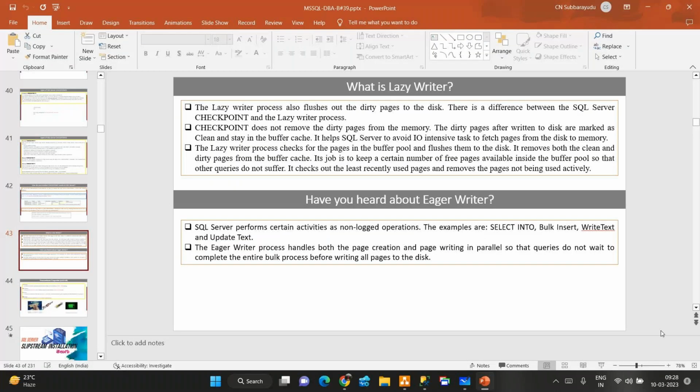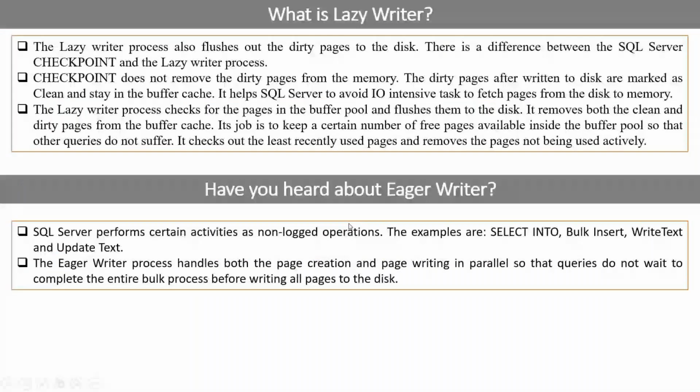Okay. Eager writer is a very simple concept. No one will ask, but we should know, sir, about eager writer. Eager writer will help you whenever you are performing bulk operations. Like, assume, sir, you are inserting 10 billion records, updating 10 billion records, or deleting 10 billion records. Whenever you are performing such huge transactions, what will eager writer do in the backend?